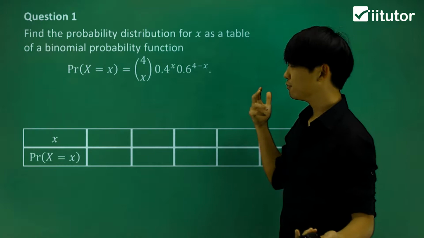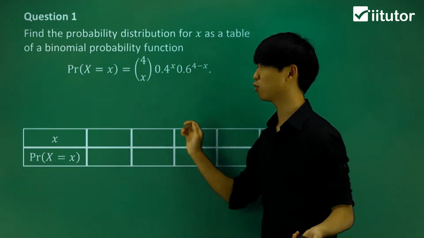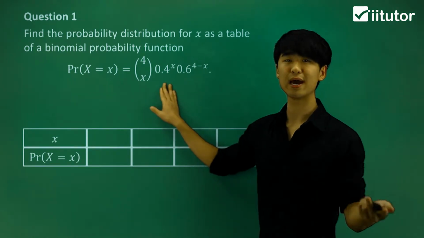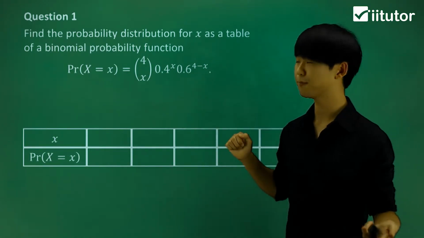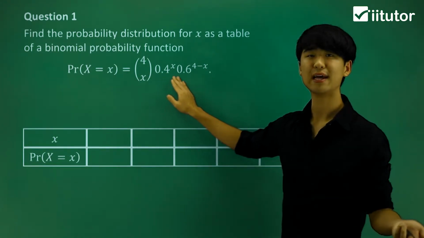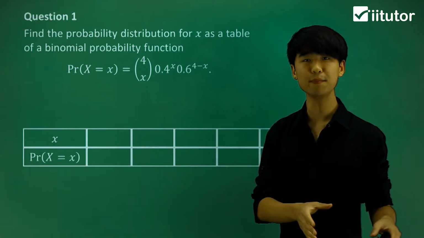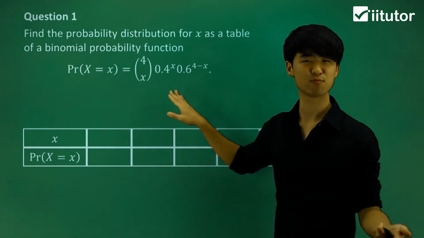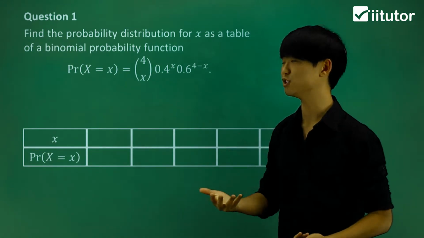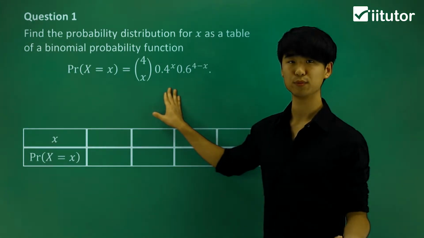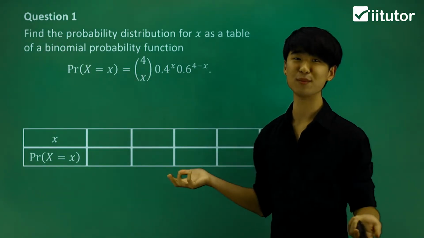Before I write down all the distributions, let's consider my function, because that's where we're going to get our probabilities from. If we take a look at this function, we have 4 combination x, and 0.4 and 0.6. 0.4 represents the probability of one outcome, and 0.6 represents the probability of my other outcome. These two probabilities add up to give me 1, which tells me this is a binomial. So this is how we lay it out as a binomial.